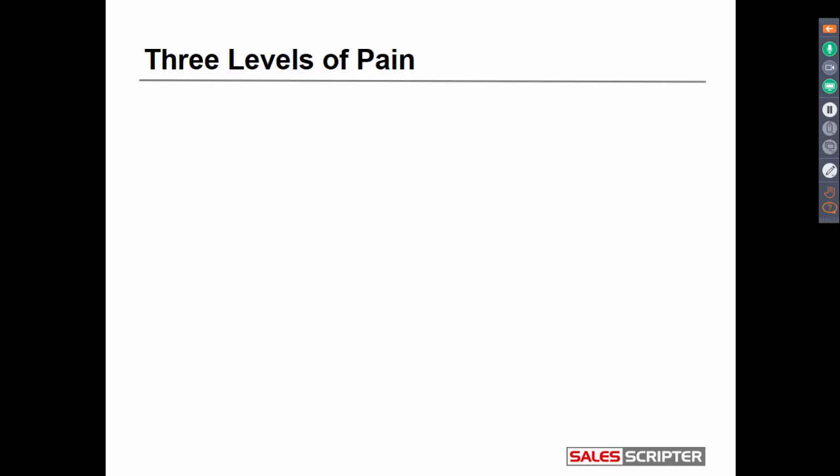I do want to show you an advanced level of ways to look at that, which is that you could actually organize those pain points into 3 different levels.